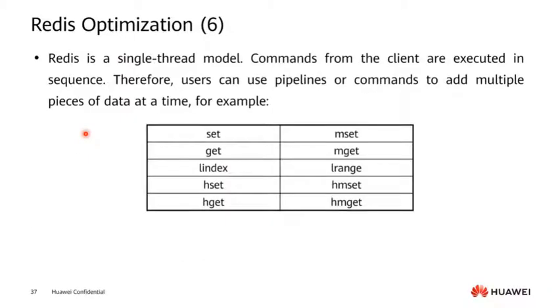Redis is a single-thread model. Commands from the client are executed in sequence. Therefore, we can use pipelines or commands that are able to add multiple pieces of data at one time to improve performance. For example, we can use mset to set multiple keys at a time rather than use set multiple times. Other commands that can add multiple data are listed in the table here.